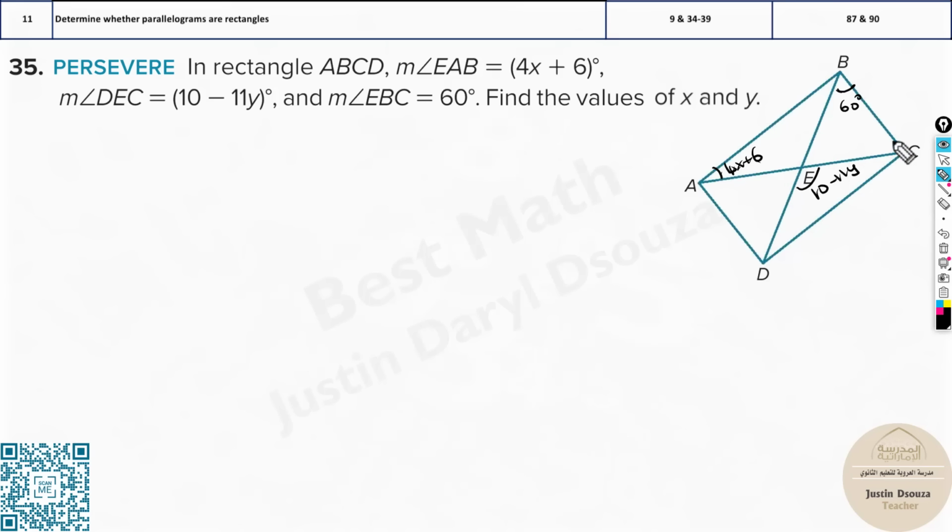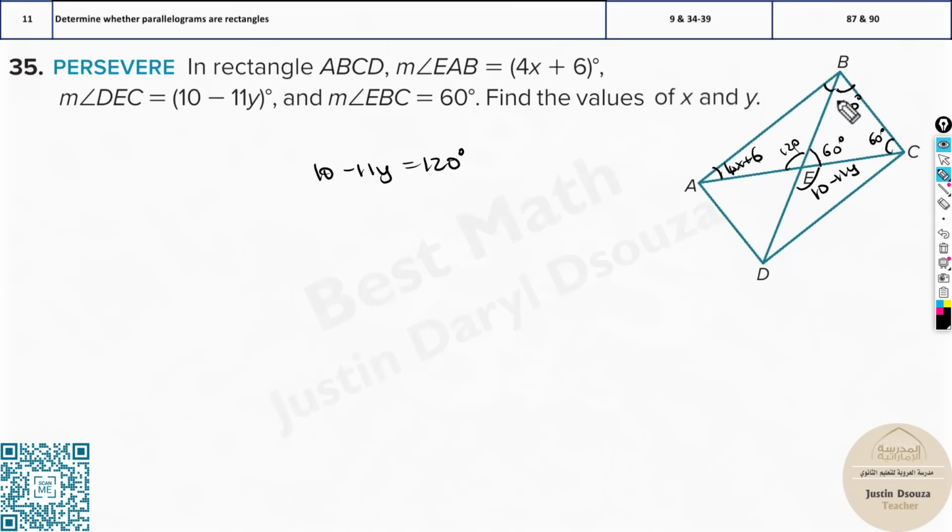So if this is 60, what is this? This is also 60. So what will be this angle over here? It will be 60 here. If this is 60 and the total is 180, so this is going to be 120. Over here it will be 120. So 10 minus 11y is equal to 120 degrees. You can put this in a calculator and find y. Now if you know this is 120, what is this here?